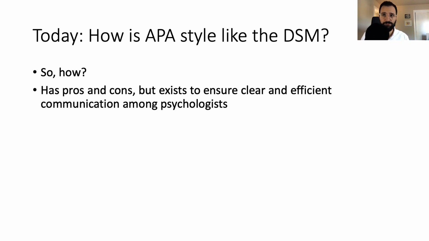Having this shared language, this shared methodology of writing is in general a very good thing. But the DSM also has pros and cons, which you can find in another video of mine if you so desire, but it's something we talk about in Gen Psych and Clinical Psych. But both of these things, this style guideline set and the Diagnostic and Statistical Manual, have this same pro, which is they ensure clear and efficient communication among psychologists. They enable us to do our work, basically. It would take so long to describe a study to somebody else if we all talked with different terms, with different definitions, and tried to write across different styles. It would just be a mess.